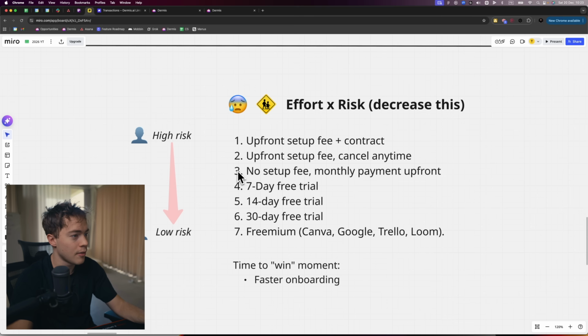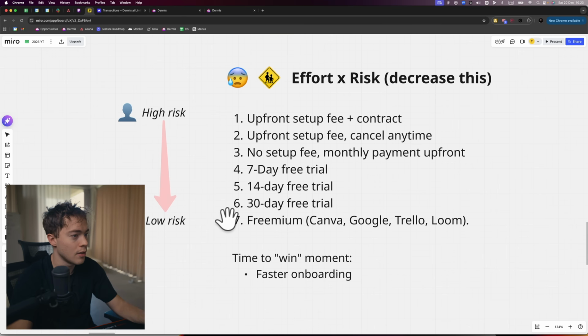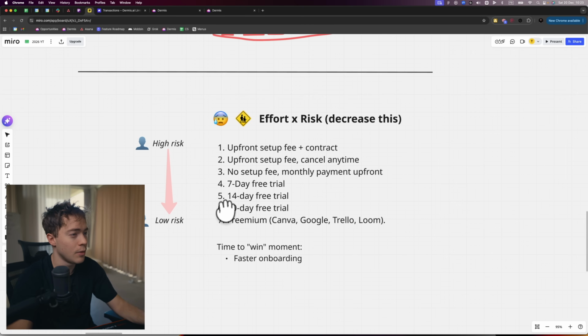Personally, we are between levels 2 and 3, but eventually the goal is to go down this ladder, which is a very hard thing to do. It's very hard to get people on a trial and actually commit. Your software has to be really, really good.